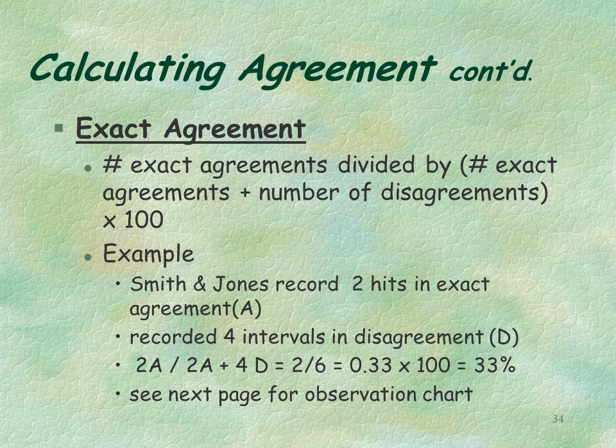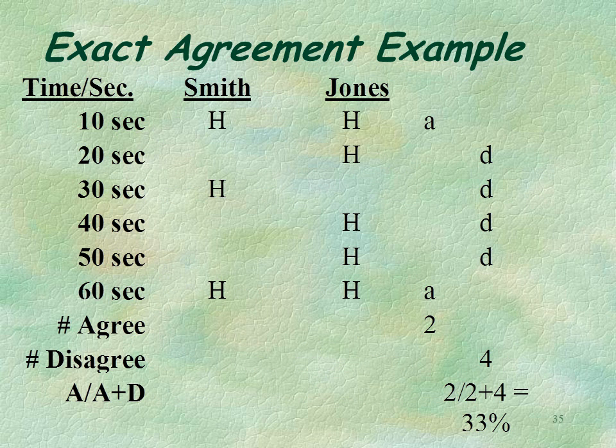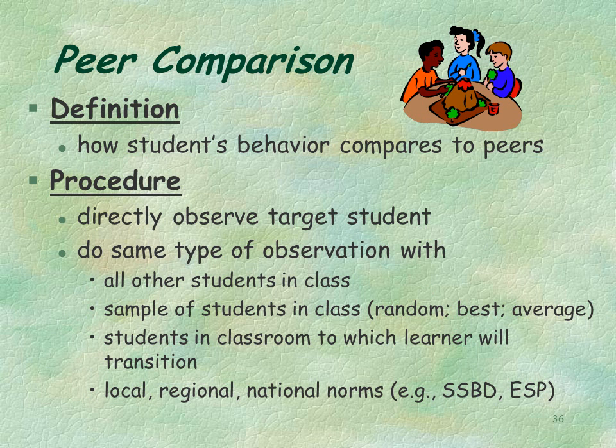We look at each observation or each interval and we make the determination, did the 2 observers agree or disagree? So we want to calculate the ratio of agreements over the overall number of observations. So the formula is the number of agreements divided by the number of agreements plus disagreements times 100. That gives us the percentage agreement for partial interval recording and momentary time sampling. And here's some examples of different situations.